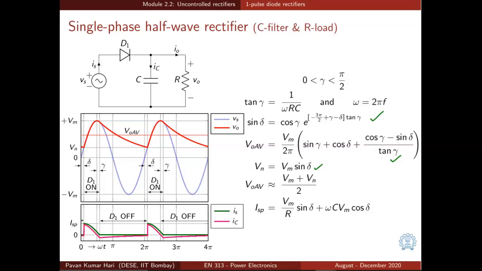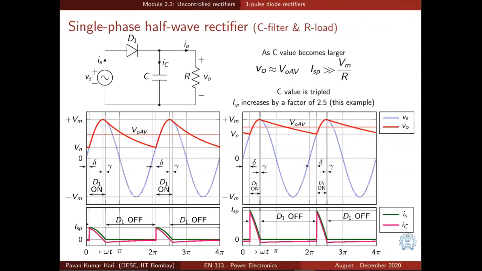If you approximate both the sinusoidal part and the exponential part of the output voltage as straight lines, we can simply calculate the average output voltage as Vm plus Vn by 2. That can be one very quick approximate way of telling the average output voltage. And the peak of the source current is given by Vm by R sin delta plus omega C Vm cos delta, using this last expression.